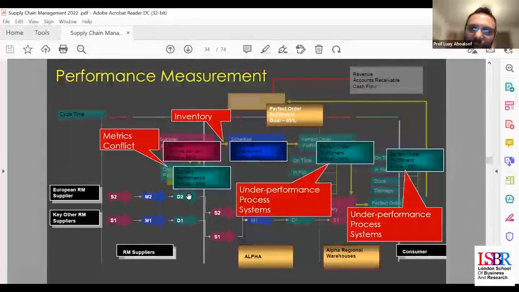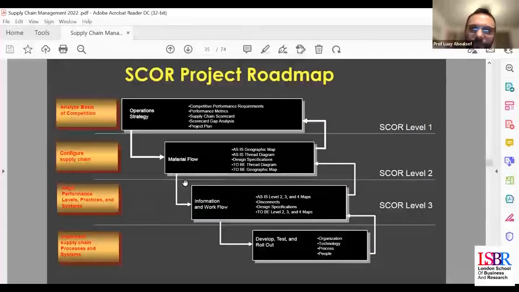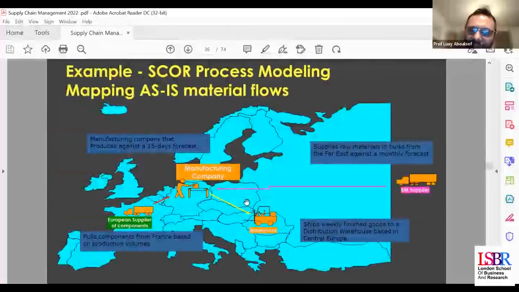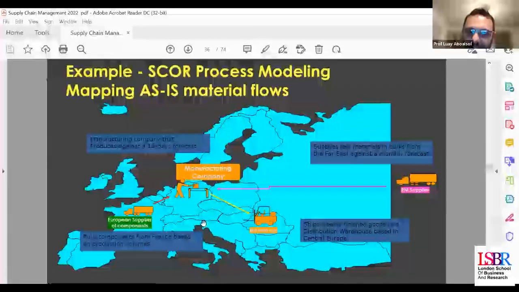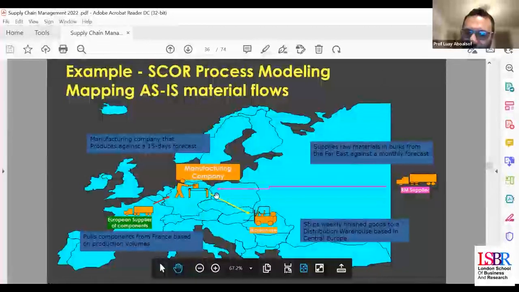So this is really how it works in real life. Now, there are a number of levels, as I said, in the roadmap. So when you come here, for example for SCOR process modeling, you can see, let's say, they're coming from one point source into manufacturing in this country. Then they go from a warehouse, and there's another thing coming. We look at the manufacturer company producing a 15-day forecast, the components from France based on production volume, then the suppliers bulk, coming from a different country, and a lot of things in the story, then shipping weekly to Europe.